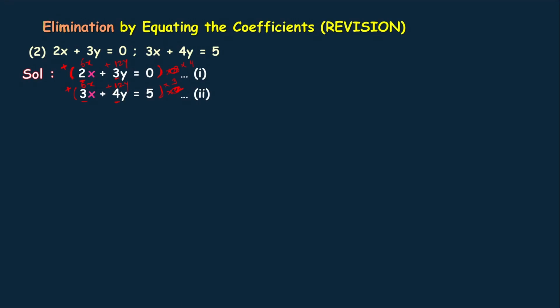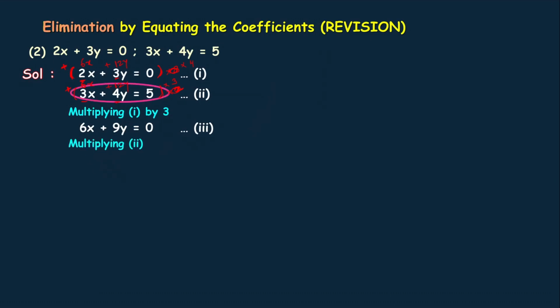That's what you will do here. So if they are not the same, make them the same. So that's what I am doing. Multiplying the first equation by 3, I am making the x the same. So this becomes 6x plus 9y is equal to 0. 3 into 0 is 0. And multiplying the second equation by 2, so that again the coefficient of x will be the same.